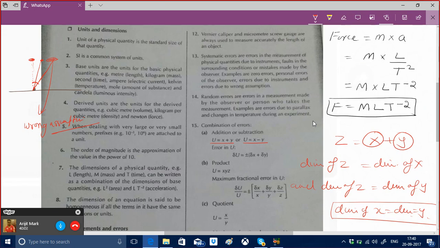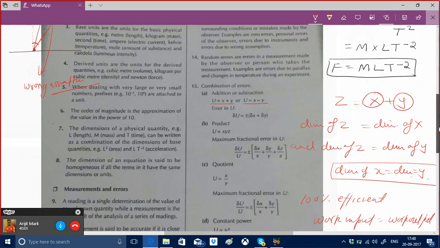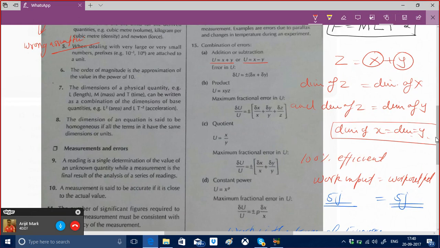That's why I explained that with respect to chemistry, but we are still on physics. So, combination of errors. As I explained to you before, same dimensional quantities can be added or subtracted, okay? As you can see, if the sum of two quantities is defined as x plus y and x minus y, their error may be considered as del u equals del x plus del y, for both addition and subtraction, okay?